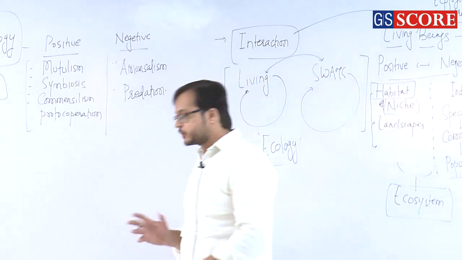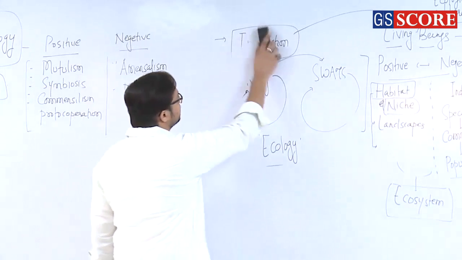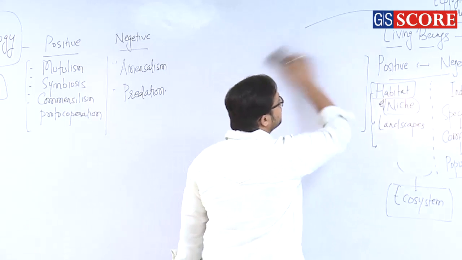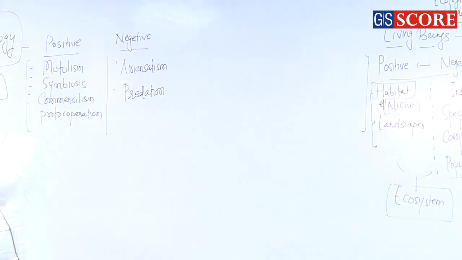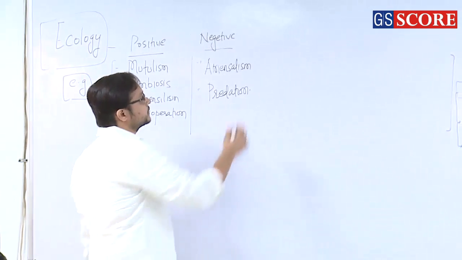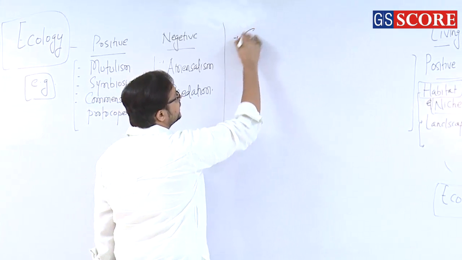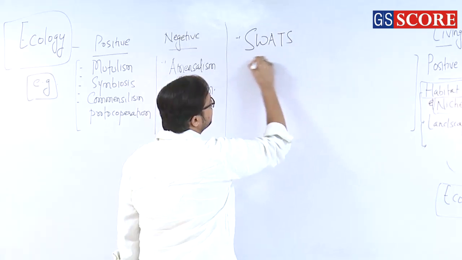So the first aspect over here is regarding the interaction between living beings. The second aspect of this topic probably comes from the concepts of geography also, which is regarding soil, water, air, temperature and sunlight.